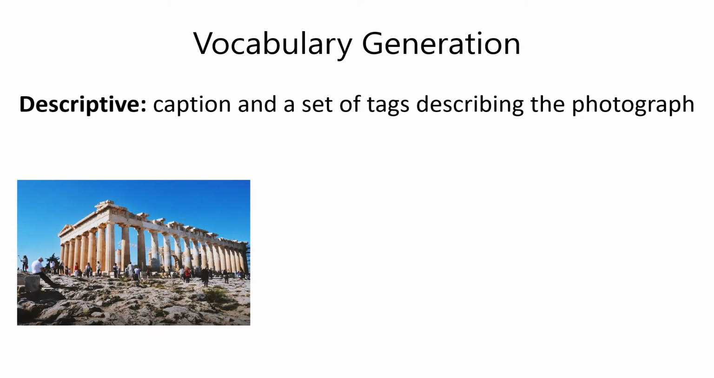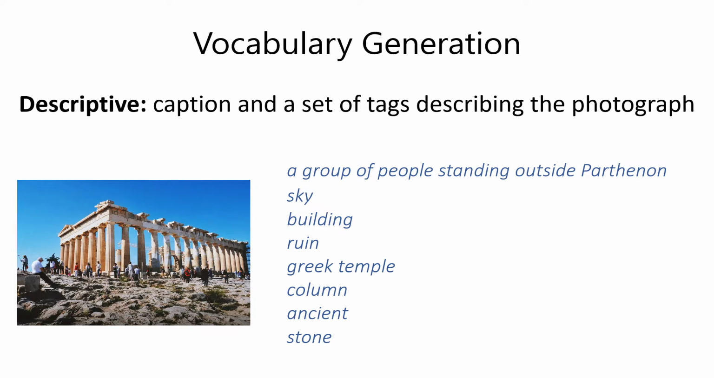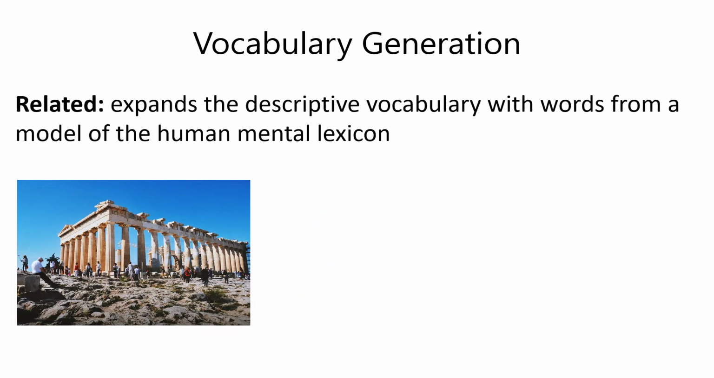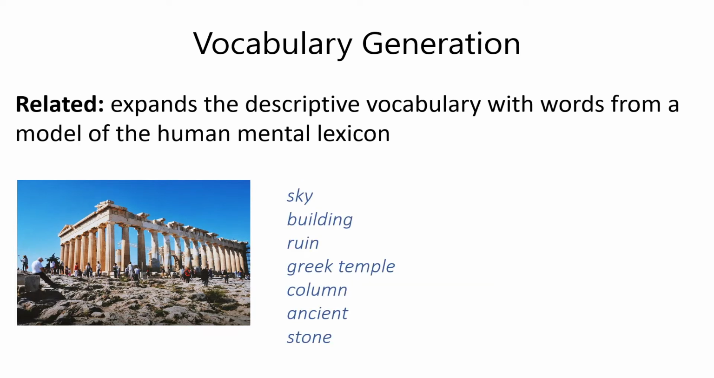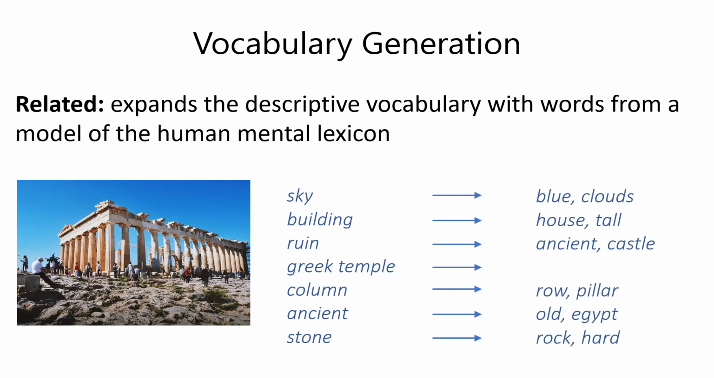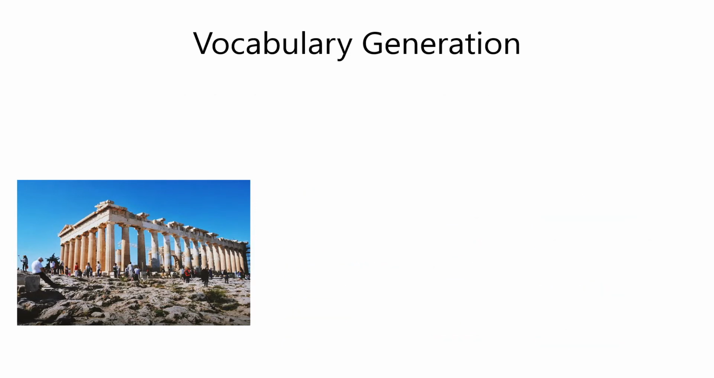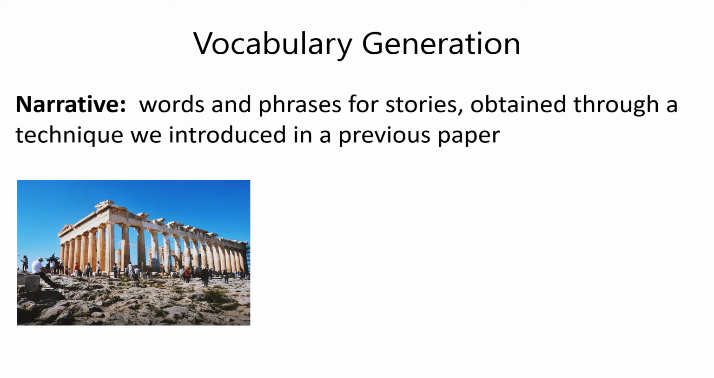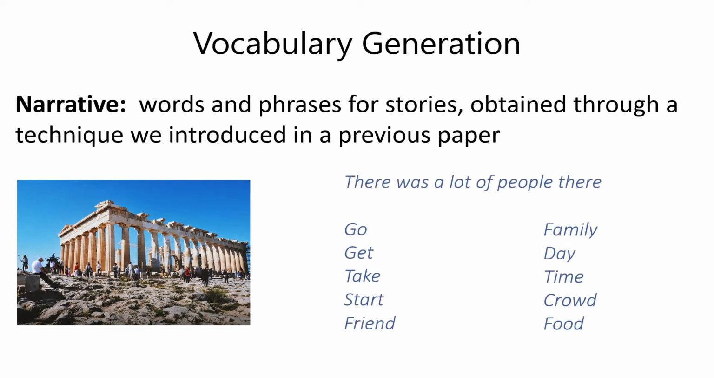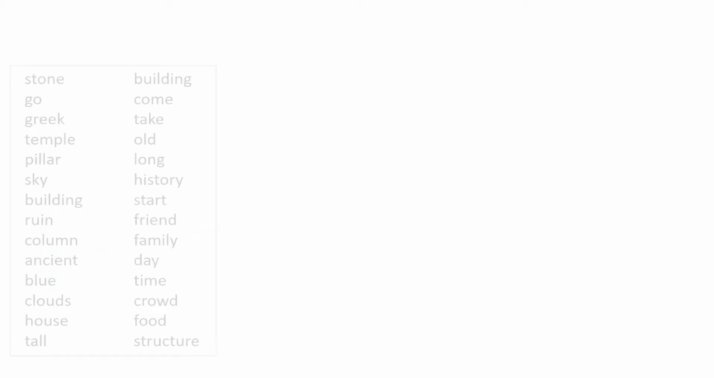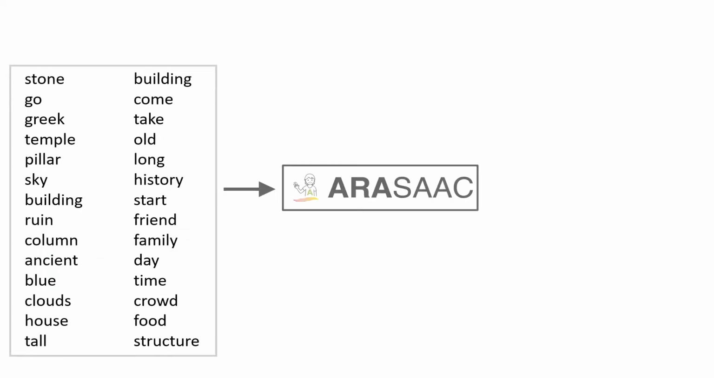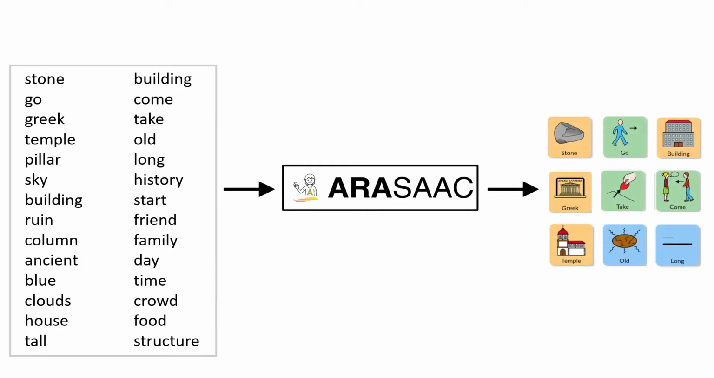App design. ClickAAC employs three generation methods. The descriptive creates a caption and a set of tags describing the photograph. The related expands the descriptive vocabulary through words from a model of the human mental lexicon. And the narrative includes words and phrases used for creating stories about the scene, obtained through the technique we introduced in a previous paper. Finally, symbols representing vocabulary are retrieved from a public repository and are organized in columns according to their grammatical classes.